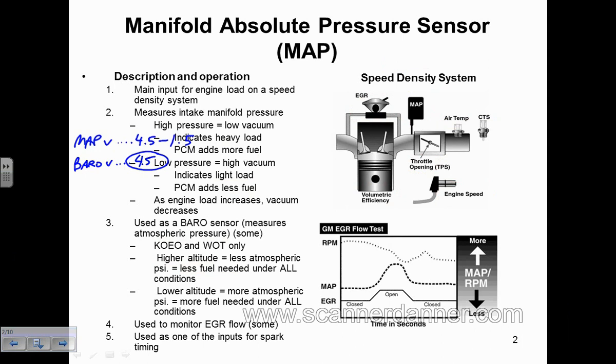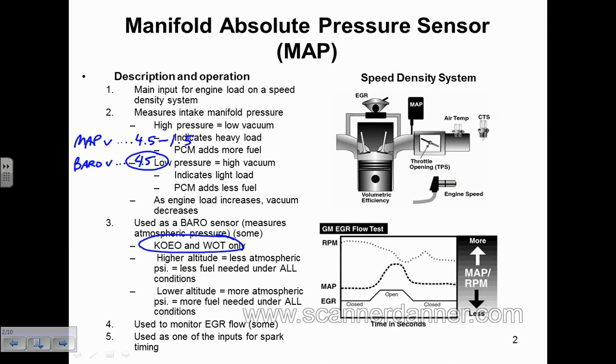Okay, so 2 times, pay attention to this, 2 times a MAP can be used as a BARO: just key on engine off and wide open throttle. Idle speed would not be a time we could update the BARO, right? Idle speed would be when our vacuum is very high. You can't calculate BARO at idle speed using a MAP sensor.